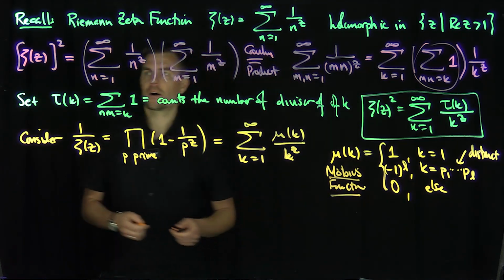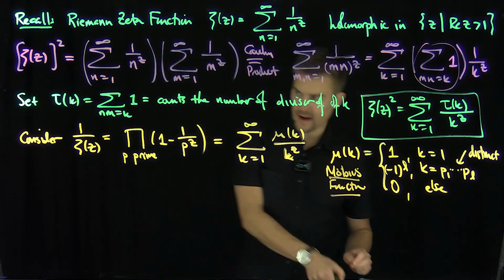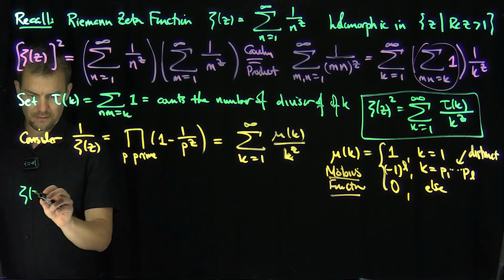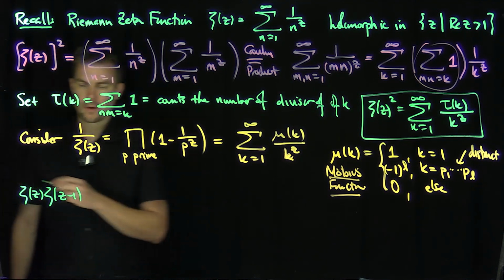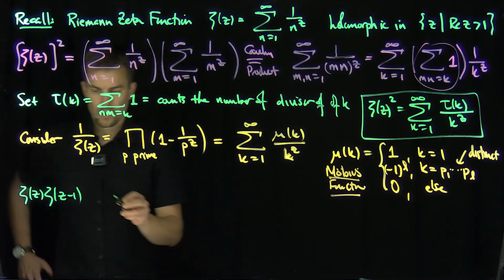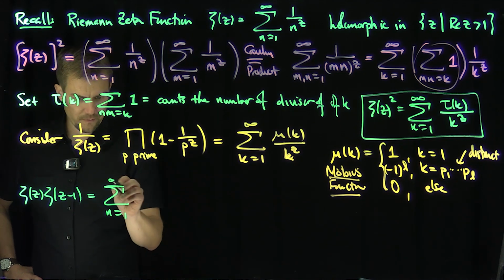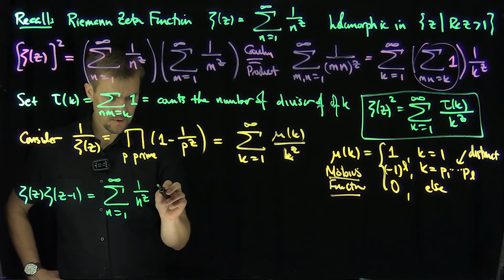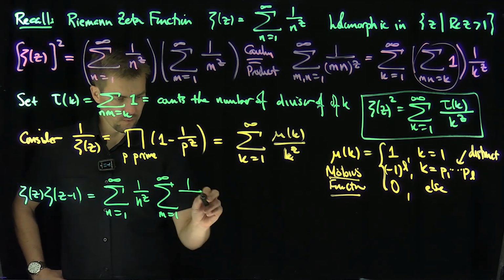Excellent. All right, so that gives us a formula for 1 over zeta. Now there's one last formula we'll talk about today, and that's this one. Let me consider zeta of z times zeta of z minus 1. Let's do the product of these things. This is going to be the sum, n goes from 1 to infinity, of 1 over n to the z, times the sum, m goes from 1 to infinity, of 1 over m to the z minus 1.